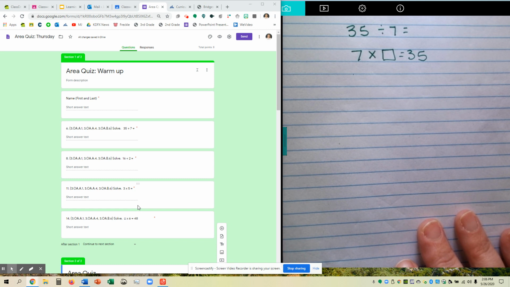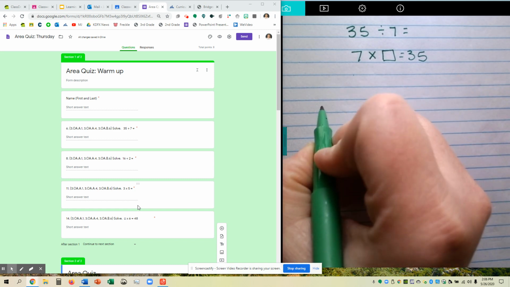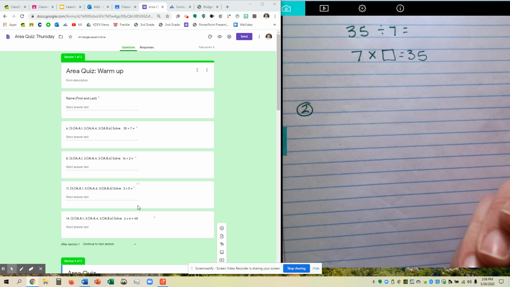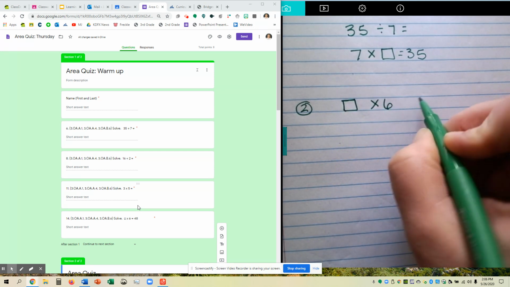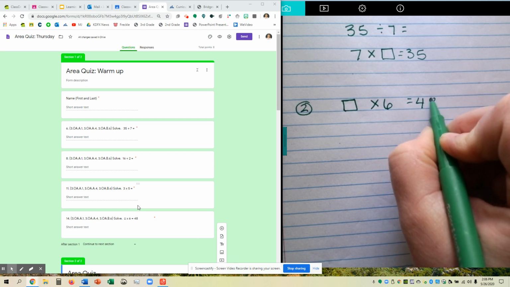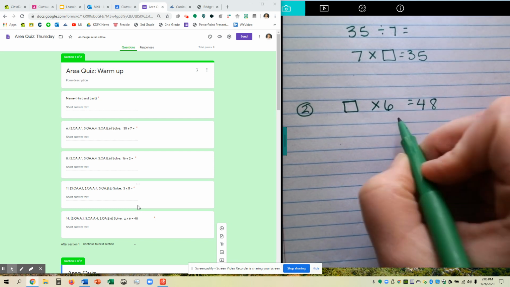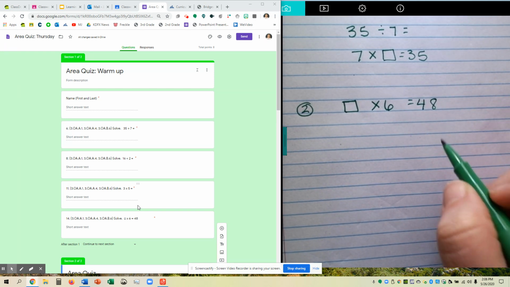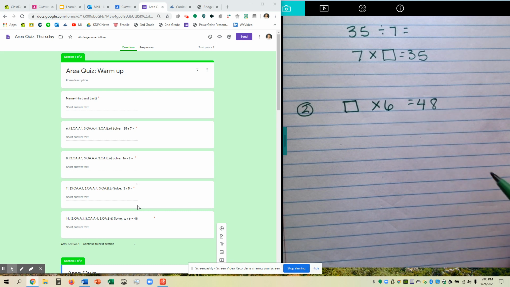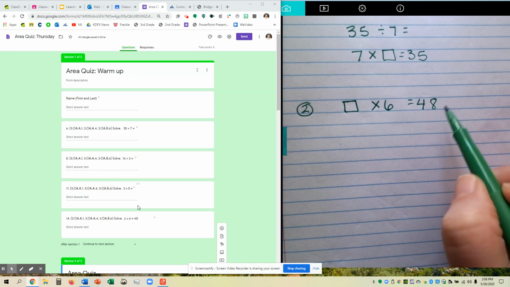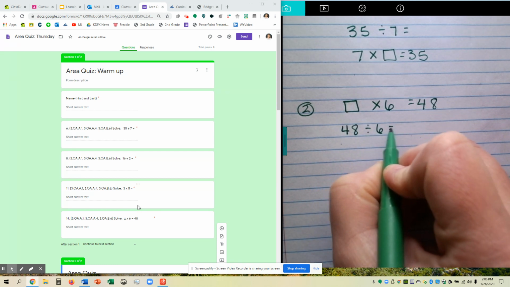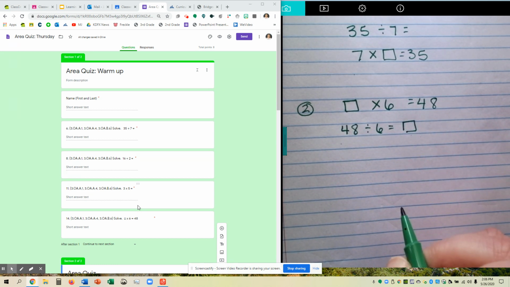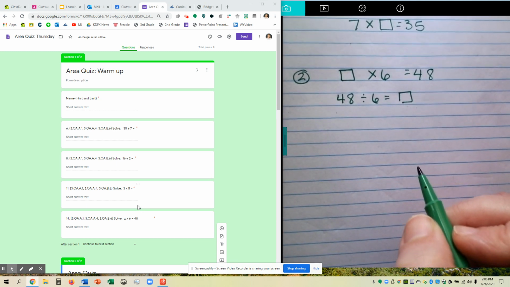The number 4 has an unknown, so we'll go ahead and do one like that. Something times 6 is equal to 48. So my advice to you is to take the 6 and skip count by 6 and see how many 6s you can make out of 48. So you're just going to flip and do the opposite. 48 divided by 6 is something. I'll work out one now to show you how to solve this.